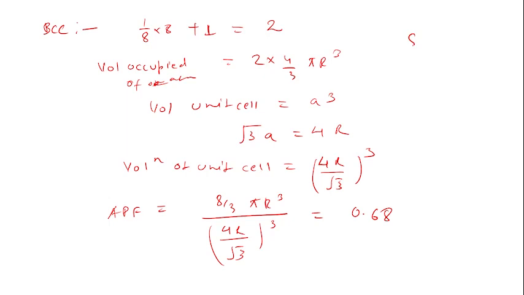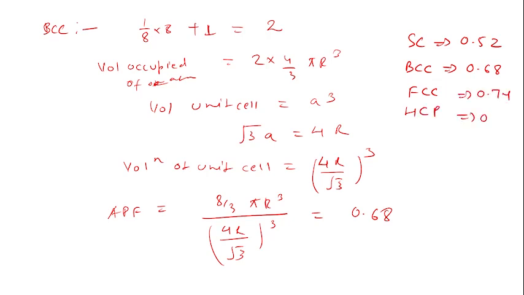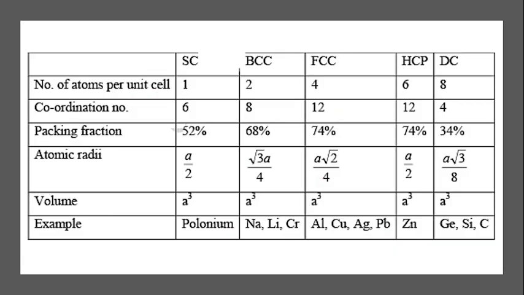So for simple cubic, your APF will be 0.52. Then for BCC it is 0.68, and for both closely packed structures, FCC and HCP, it is 0.74 and again 0.74. Okay, this is the table, so you should learn this. You should get to know more metals which have BCC, FCC or HCP. You should know what materials have what kind of crystal structure.